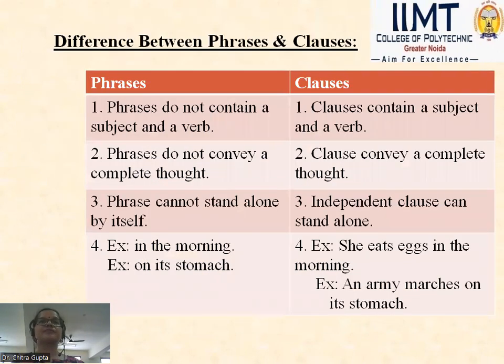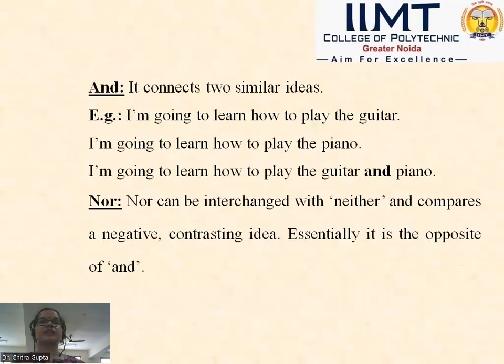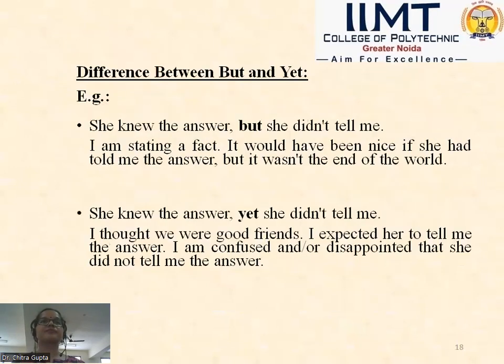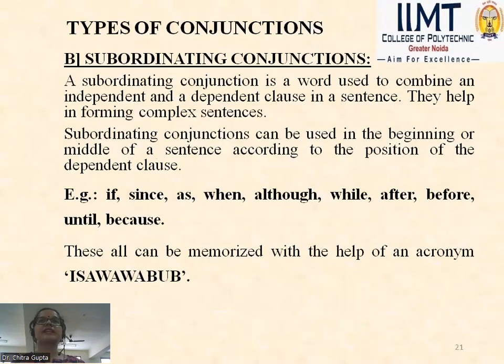Moving further, today I'll discuss subordinating conjunctions with you. What are subordinating conjunctions? A subordinating conjunction is a word used to combine an independent and a dependent clause in a sentence. They help in forming complex sentences.